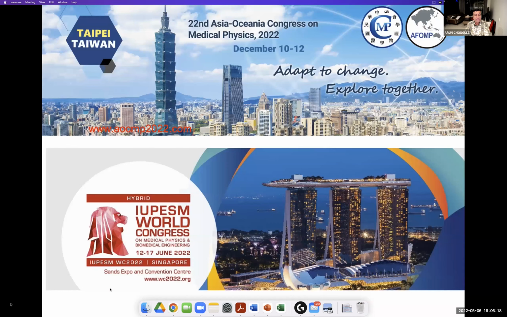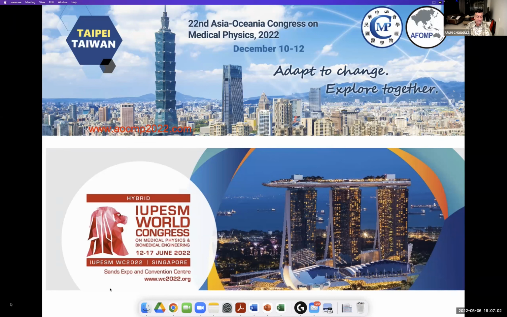Then we have the 22nd Asia Oceania Congress on Medical Physics during 10 to 12, Adapt to Change, Explore Together. The website is already functioning and abstracts are being invited. Please visit the website and submit your abstract. This will be in a hybrid mode. If you can attend in person, you are welcome to attend in Taipei, Taiwan. If not, you can join virtually also.